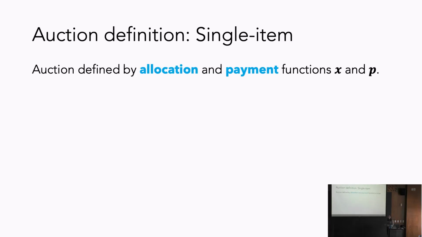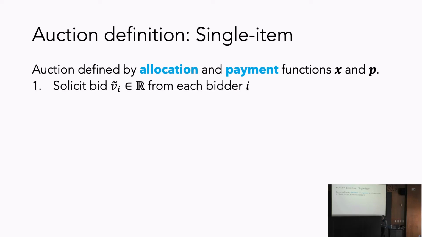Okay, so an auction is defined by an allocation function and a payment function. X is the allocation function, P is the payment function. What happens in an auction, and I'm just going to focus on the single item setting in this slide because in the multi-item setting the notation gets a little too crazy, but you can probably imagine that it would generalize very easily to multi-item auctions. First, the auctioneer solicits a bid, v_i tilde, from each bidder i. This is just a number because there's just one item for sale.